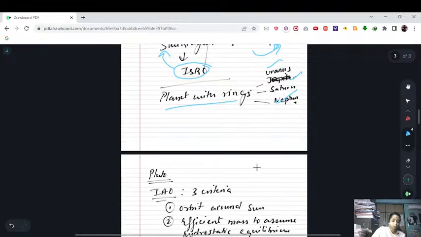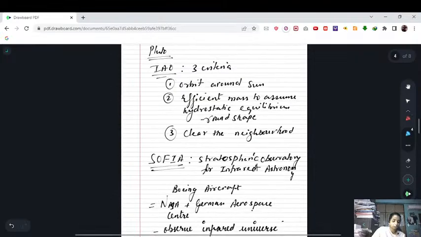Next we go to Pluto. Why Pluto? Because Pluto was declassified as a planet, so we should know the criteria, or why Pluto was declassified as a planet. Now the criteria is given by the International Astronomical Union, and it has given 3 conditions or 3 criteria for a celestial object to be called a planet.